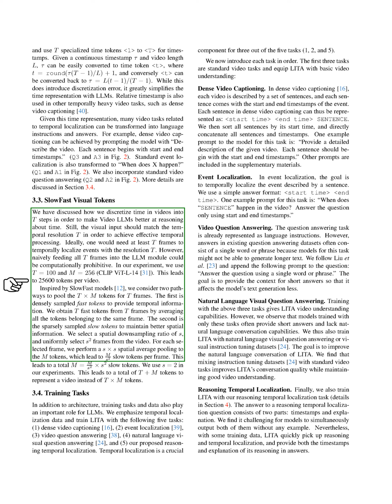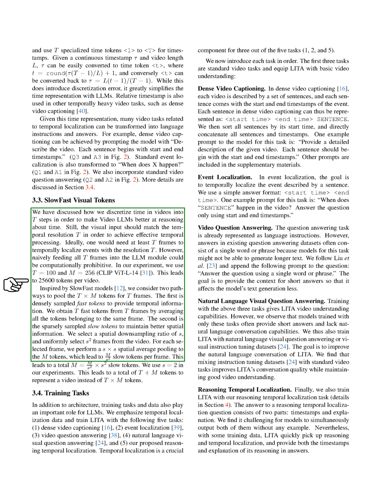However, directly inputting all T frames into the LLM module could be computationally demanding. In our study, we set T equals 100 and M equals 256, CLIP ViT-L14, resulting in 25,600 tokens per video. Drawing inspiration from SlowFast models, we explore two pathways to combine the T times M tokens for T frames.